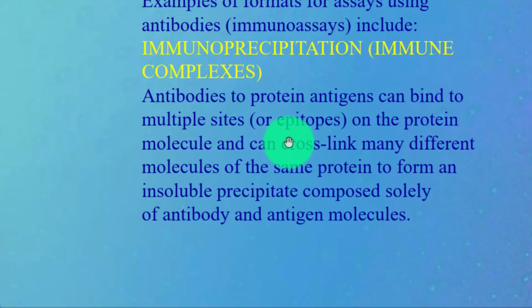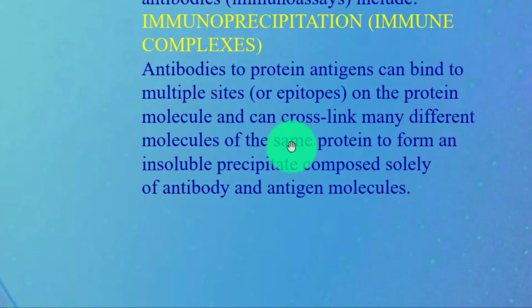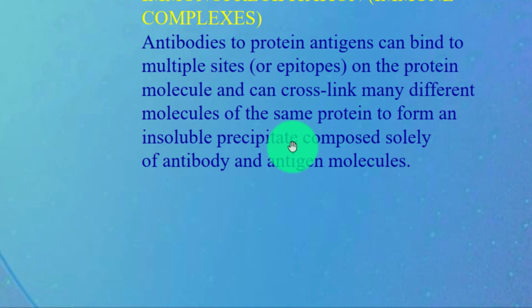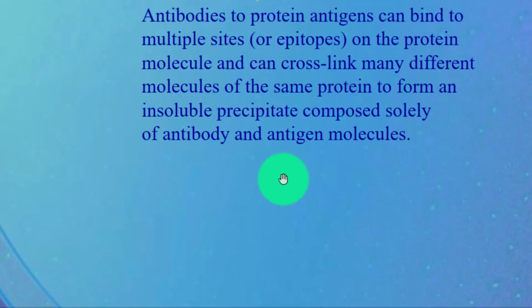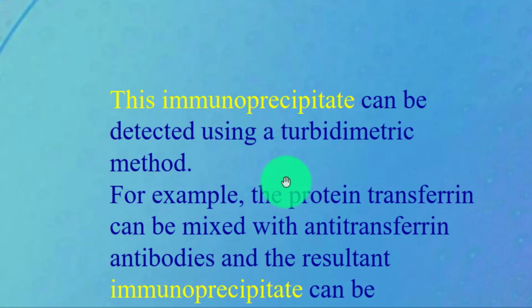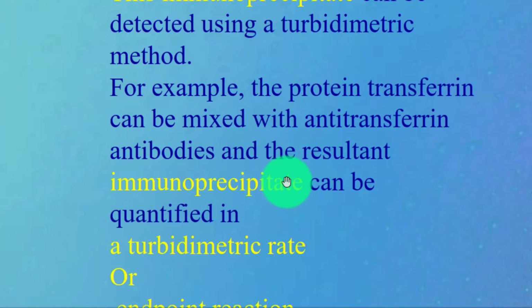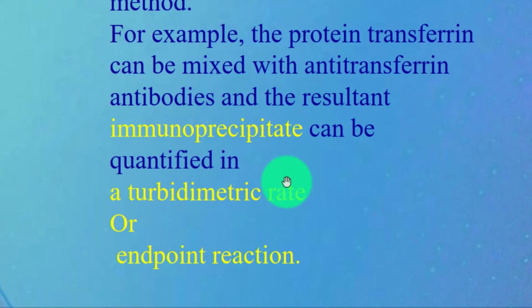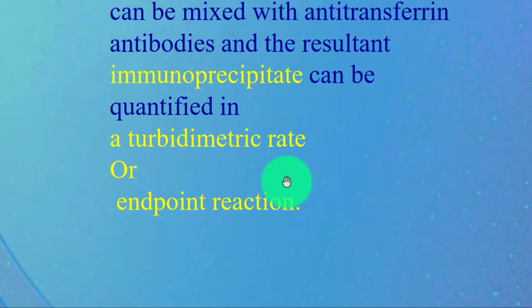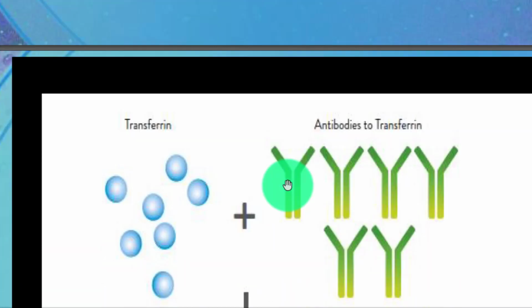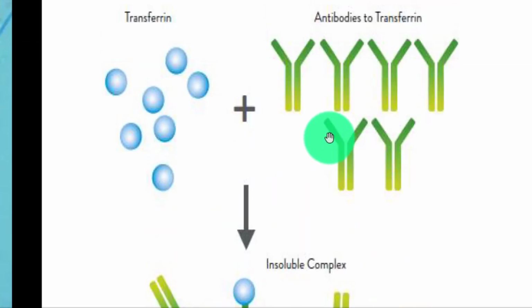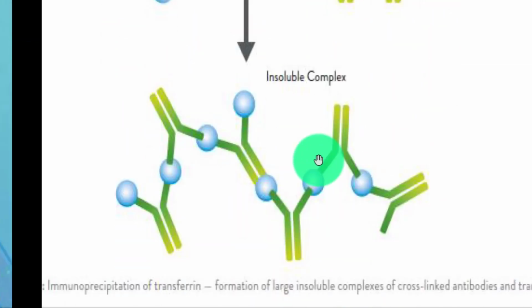Antibodies to a protein antigen can be bound to multiple sites, or epitopes, on the protein molecule and can cross-link many different molecules of the same protein to form an insoluble precipitate composed solely of antibody and antigen molecules. This immunoprecipitate can be detected using turbidimetric methods. For example, the protein transferrin can be mixed with anti-transferrin antibodies and the resultant immunoprecipitate can be quantified in a turbidimetric rate endpoint reaction. Here the transferrin, the antibodies to transferrin, insoluble complex.